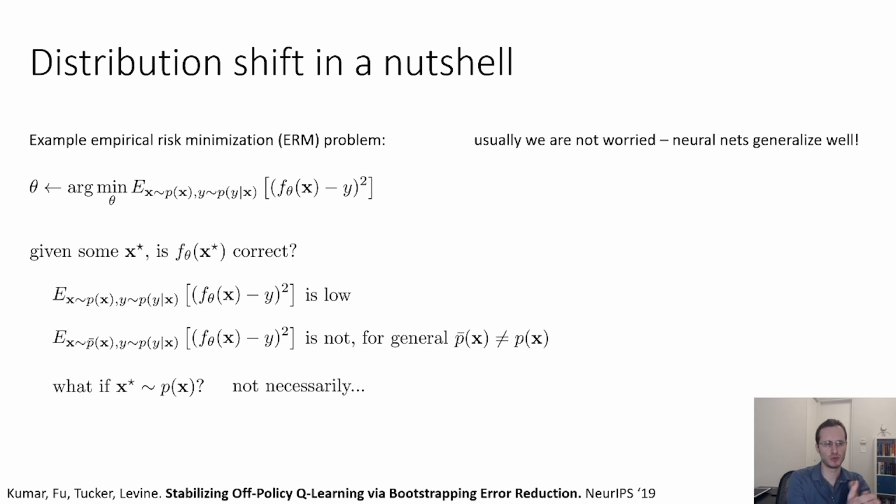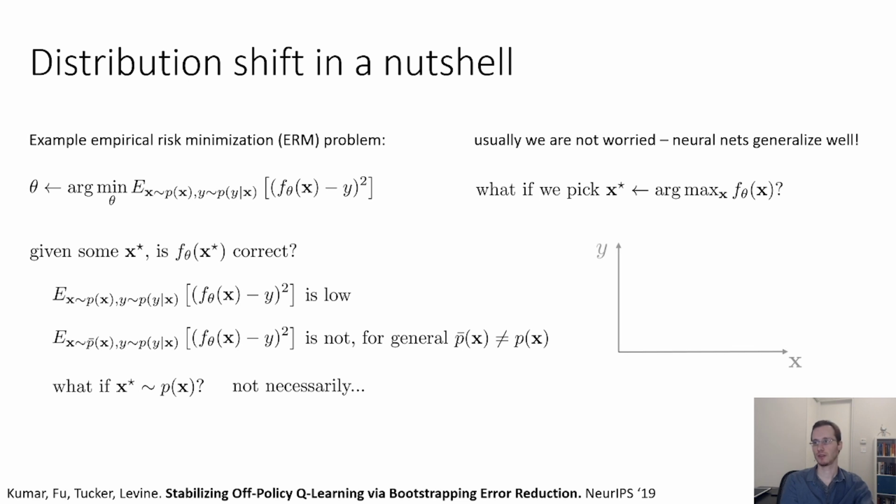Now, you might say, usually we wouldn't be worried about this. See, we're doing deep learning. We've got these deep nets, and they generalize really, really well. In some cases, that might actually be true. However, let's consider a slight twist on this. What if x star wasn't just chosen arbitrarily? What if it was actually chosen to maximize your learned function f theta of x?